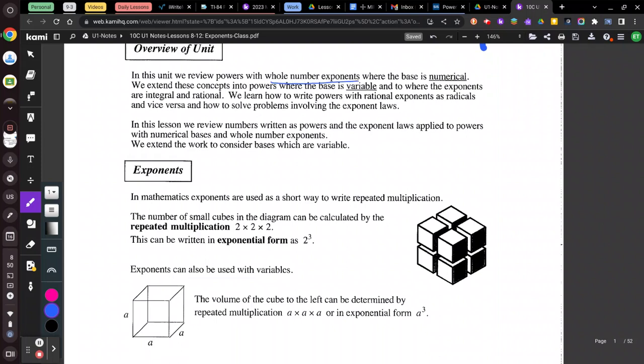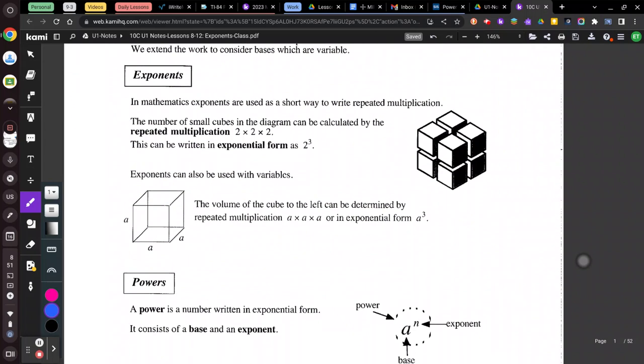So it says now we're going to extend these into variable exponents and also integral. Integral just means integers, positive and negative, and rational. So that means we're going to have fraction exponents, decimal exponents. We could even have root signs. So now we're going to just review what the exponents are.